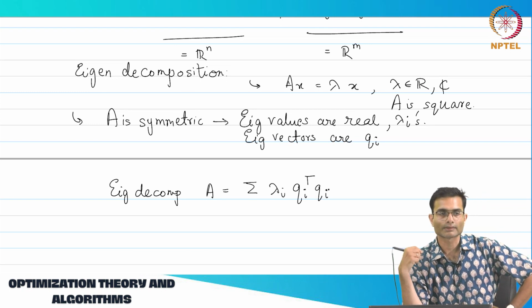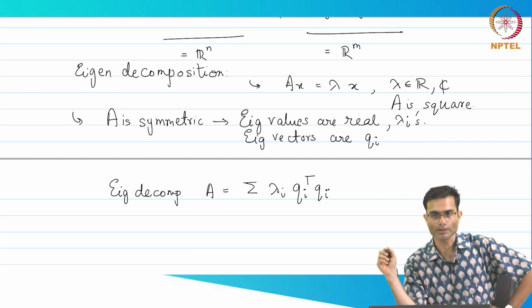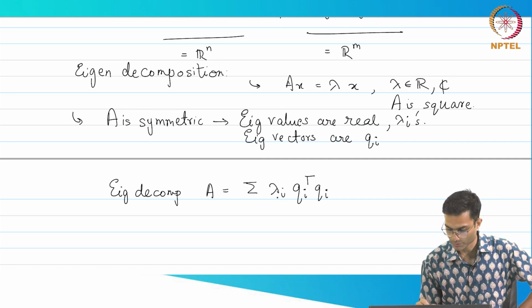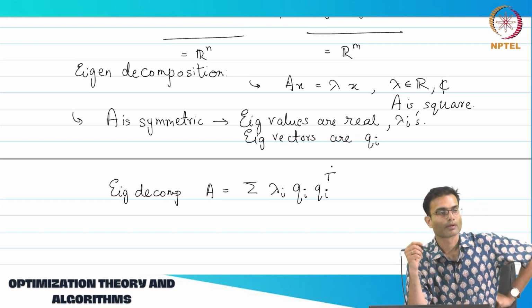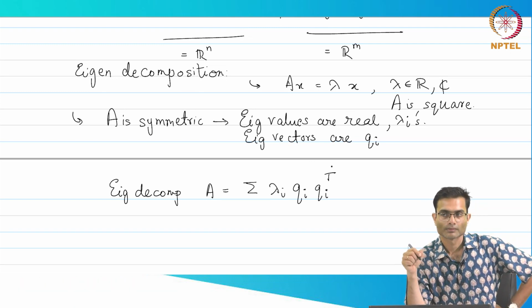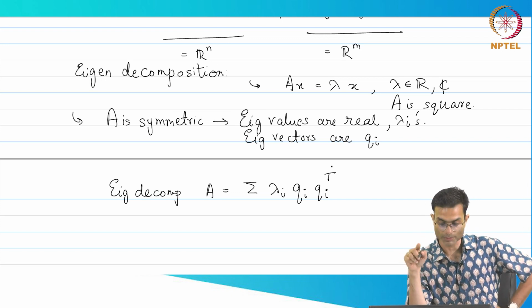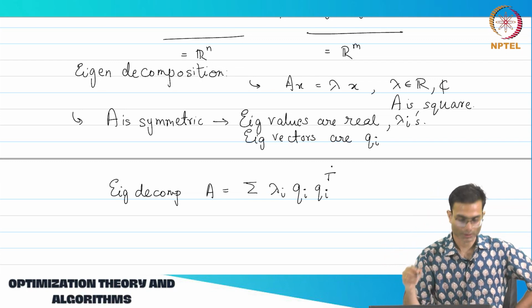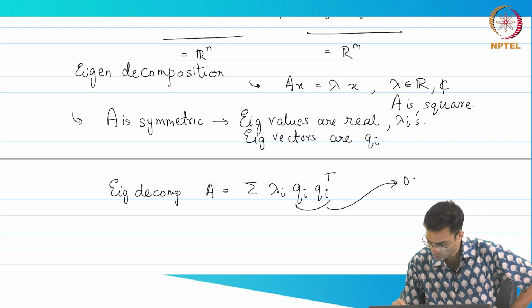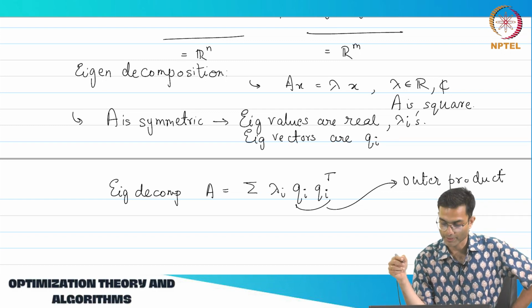So what does this look like? I'm writing a matrix A as a sum of something, but let's look at each one of these quantities. Sorry, I got this in the wrong place. What does this look like? This is not the inner product. The inner product between two vectors was x transpose y, but this is more like x y transpose. So this is called the outer product, which is a very powerful way of writing a matrix.